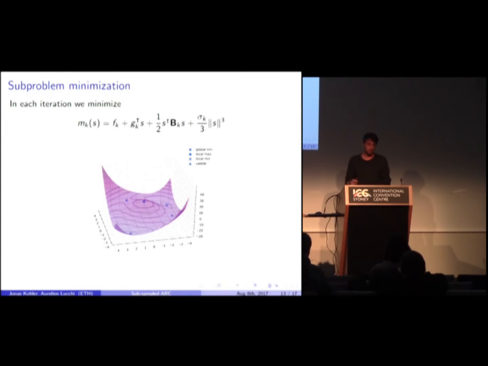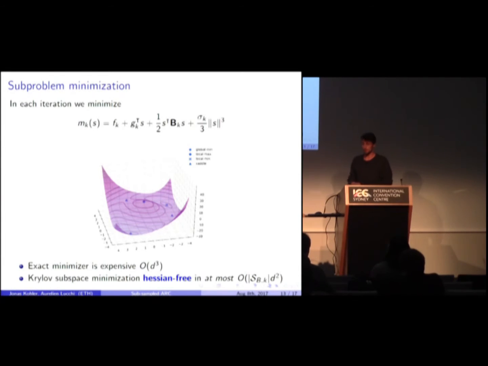Yes, then the subproblem minimization. That's where the most computational work comes into play. The point is that each of these cubic models has a local minimizer and a global minimizer, and you want to find the global ones. And also you get saddle points and actually a maximizer. Finding the exact maximizer is pretty expensive, so it's usually not affordable.